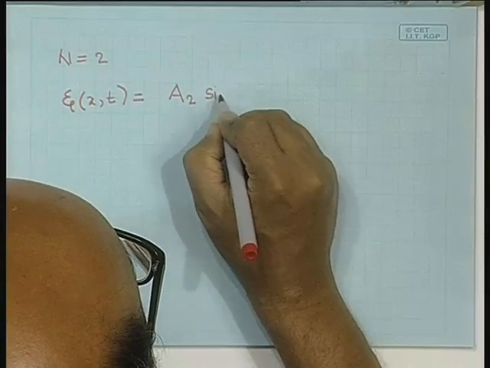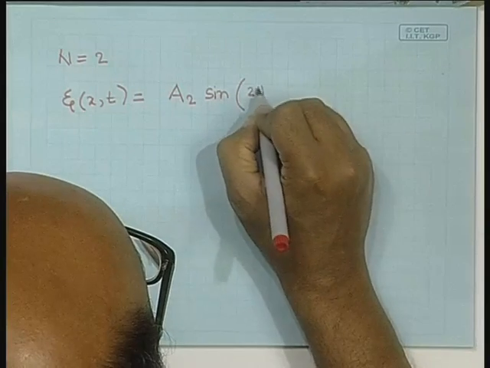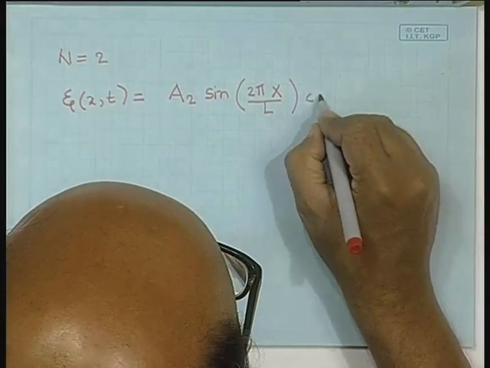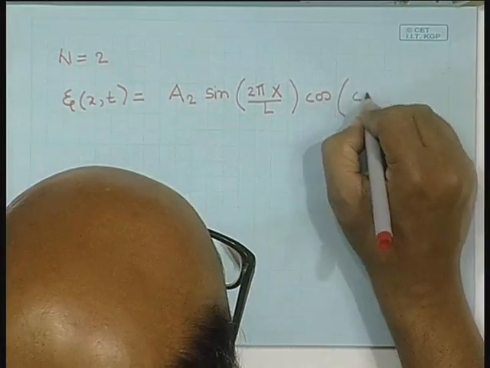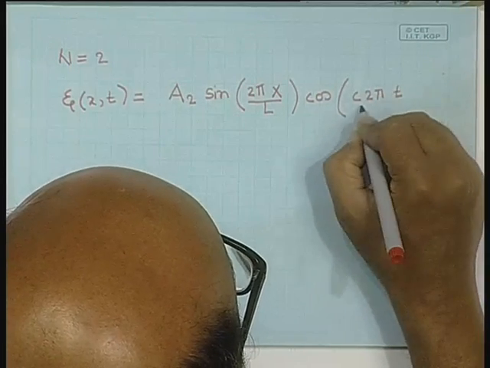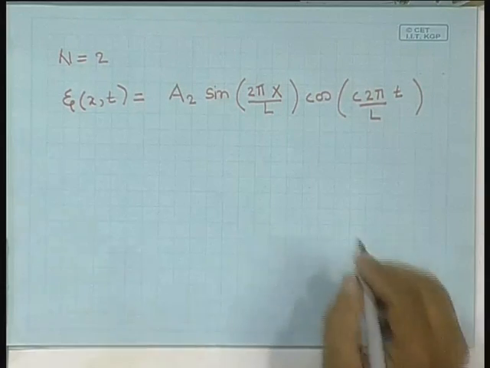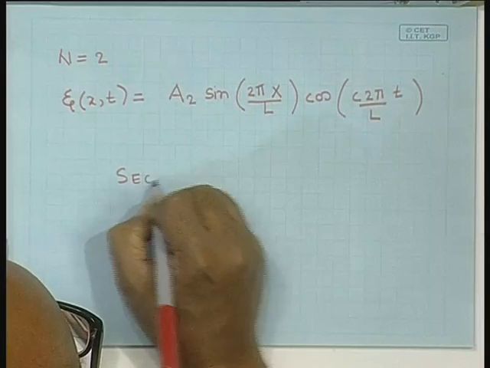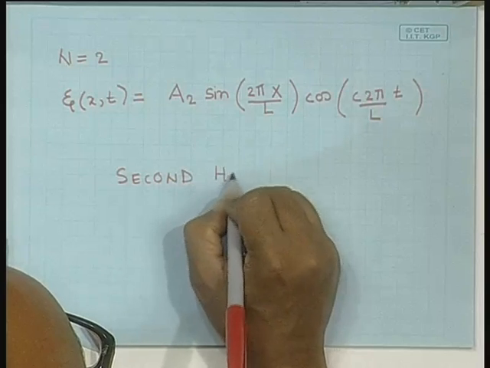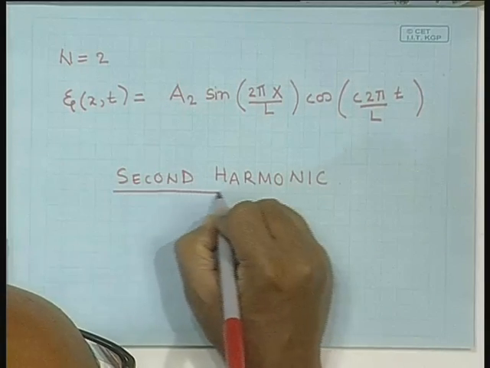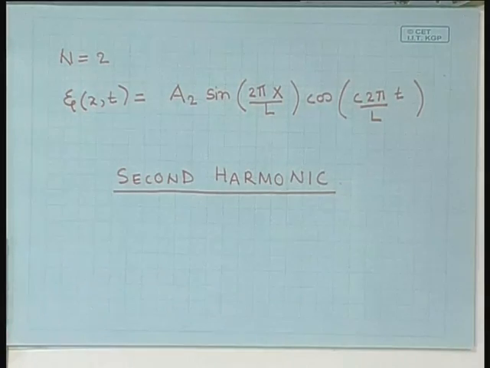Now, I have sine 2 pi x by L into cos c into 2 pi t by L. I have set the phase to be 0. This is called the second harmonic of the vibration or the first overtone. So, let us draw what this looks like and then study its evolution.